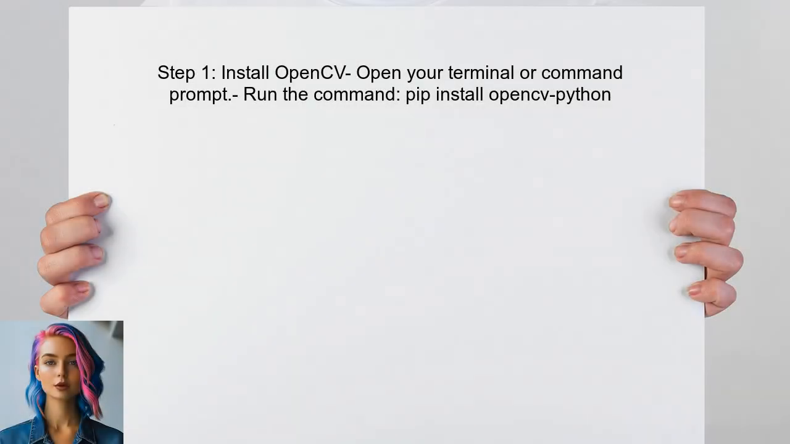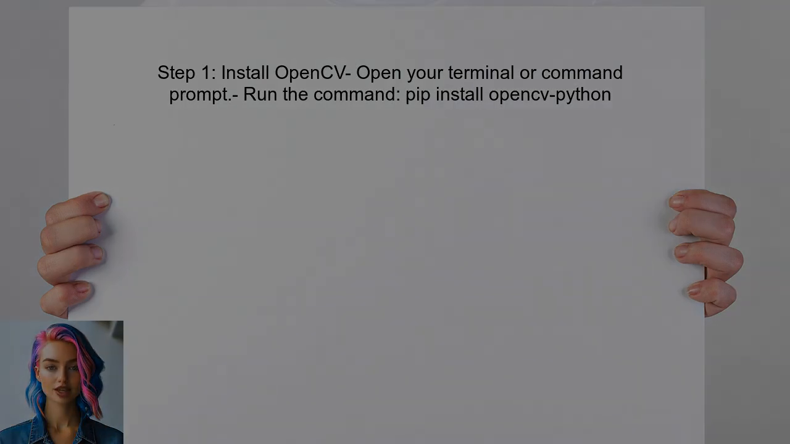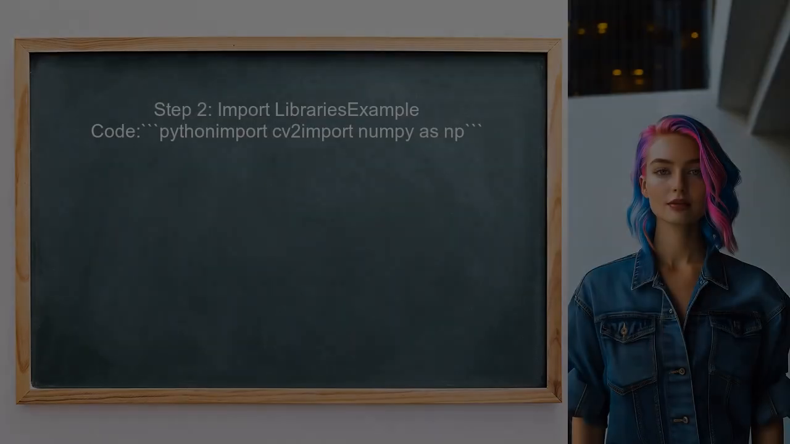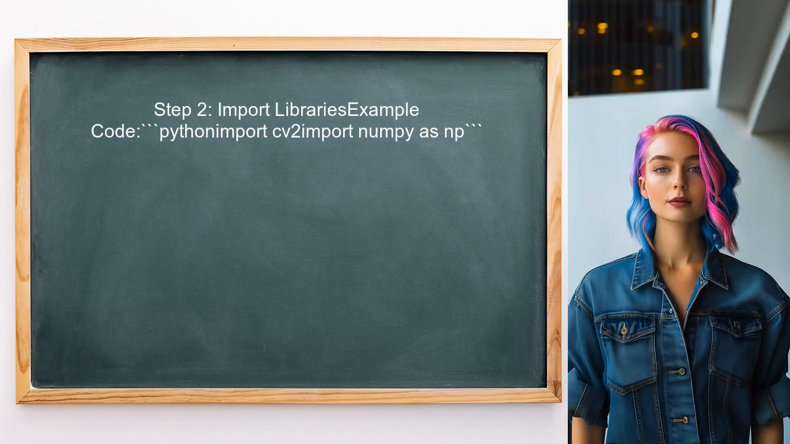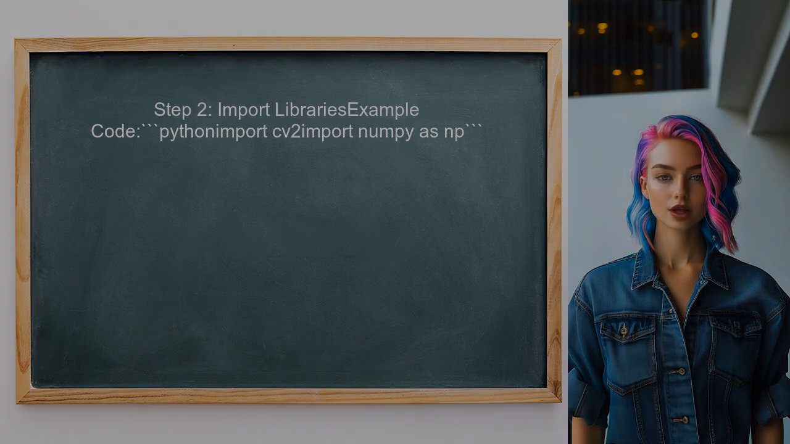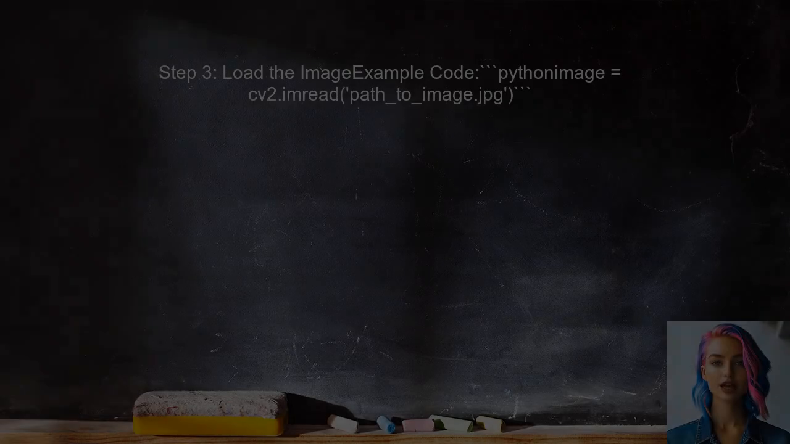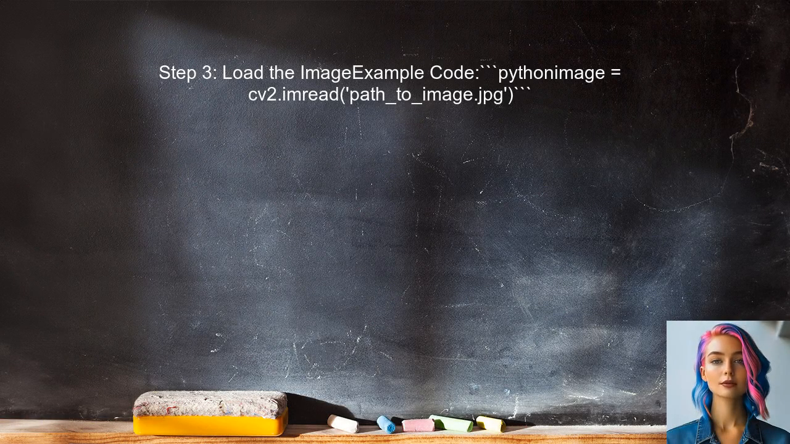To begin counting the colored dots in the image, the user should first install OpenCV. This can be done using the package manager for Python called pip. Next, the user should import the necessary libraries in their Python script. This includes OpenCV and NumPy, which will help with image processing. Now, the user needs to load the image into their script. This can be done using OpenCV's imread function, which reads the image file.